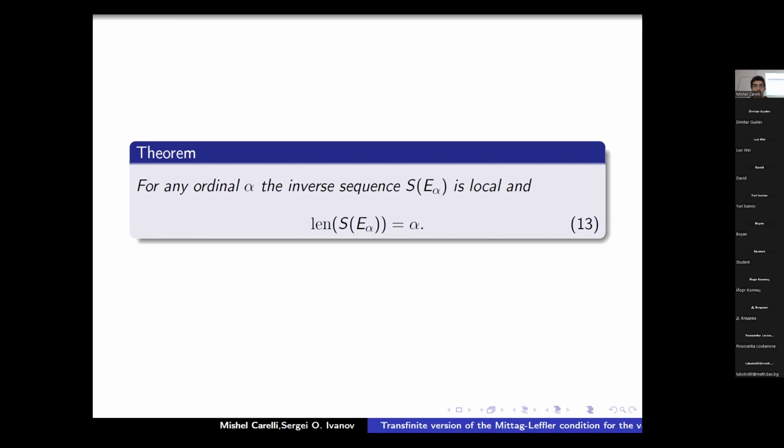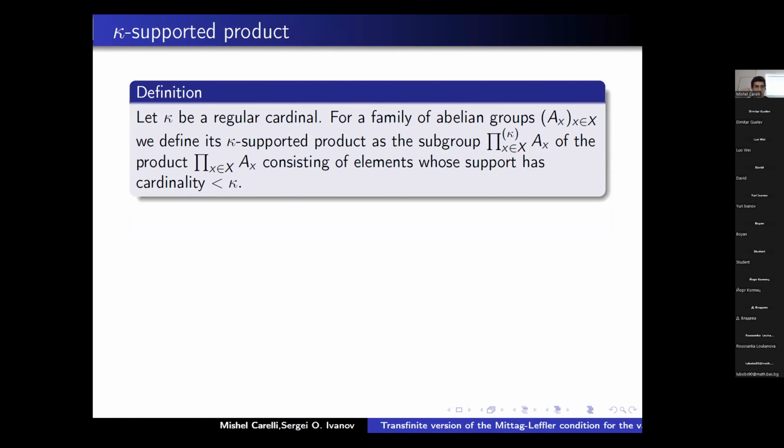But local sequences are not very trivial objects. They could have a length of filtration of any kind. Also, another definition that we give, which is very helpful, and maybe a method somewhere in the literature: for a regular cardinal K, we also have a family of groups indexed by a set X. We define the K-supported product.